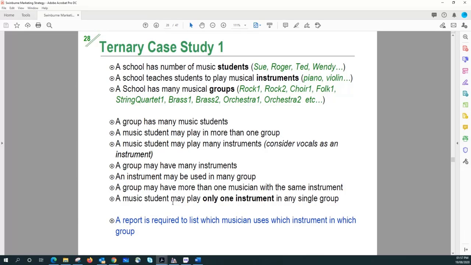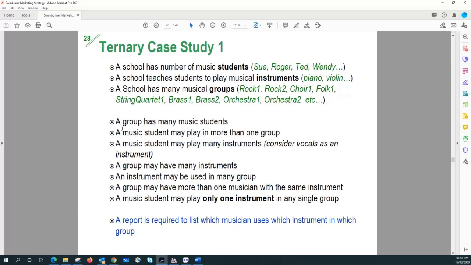Now let's go through the business rules. These are very important. In any database design, business rules are very vital, because we need to implement them in our database design. Very vital, very important. So let's go through these business rules.